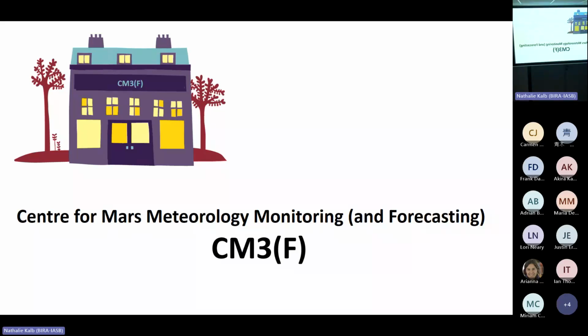Center for Mars Meteorology Monitoring. And then I put in brackets forecasting, because forecasting is still tricky. It's not that having more orbital information we can do forecasting better. We also have to go to the surface and get information there to improve the models. We know that very well in RoadMap, right? You were exactly doing that. You really went from the ground to the atmosphere to improve the GCM.